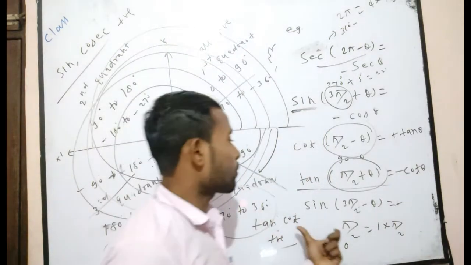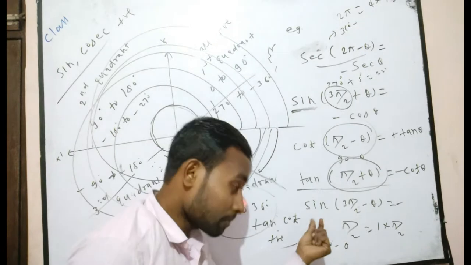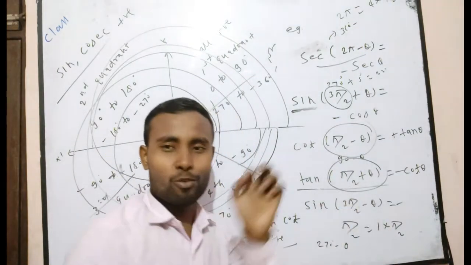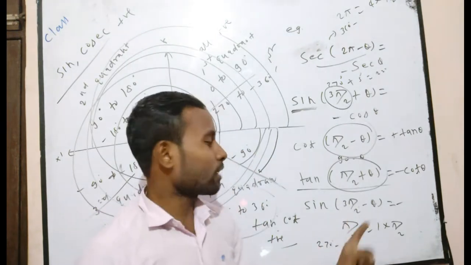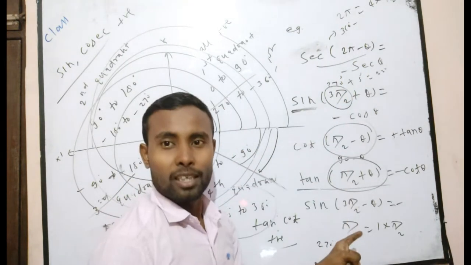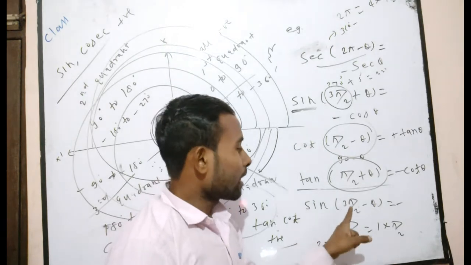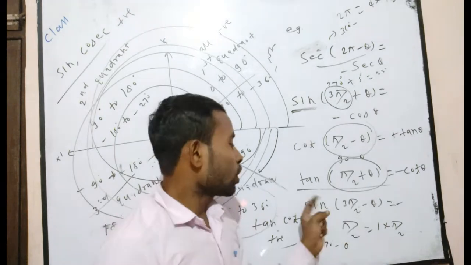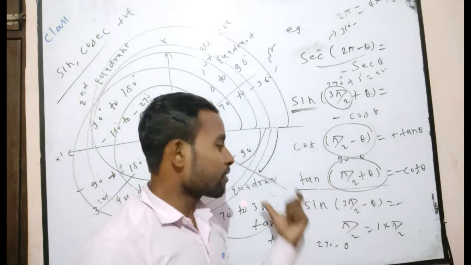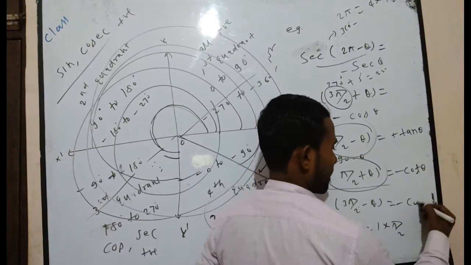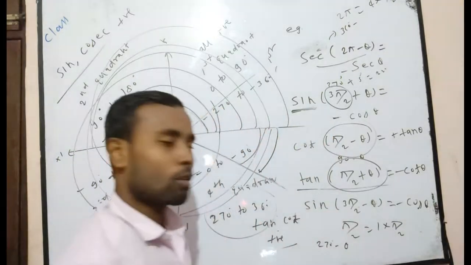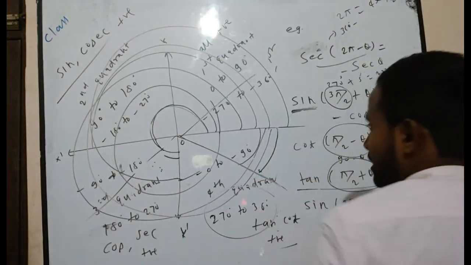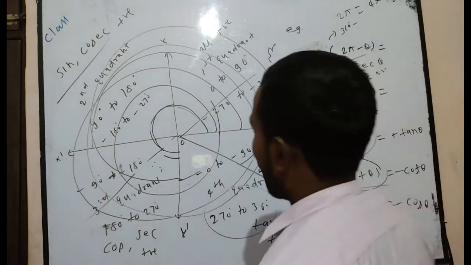After it, you have to decide whether to write sine or cos. As you know, 3pi/2 can be written as 3 times pi/2, so this angle is an odd multiple of pi/2. So you have to write the complementary function of sine, that means cos theta. That means sin(3pi/2 - theta) is equal to minus cos theta. All these formulas are called quadrant formulas.